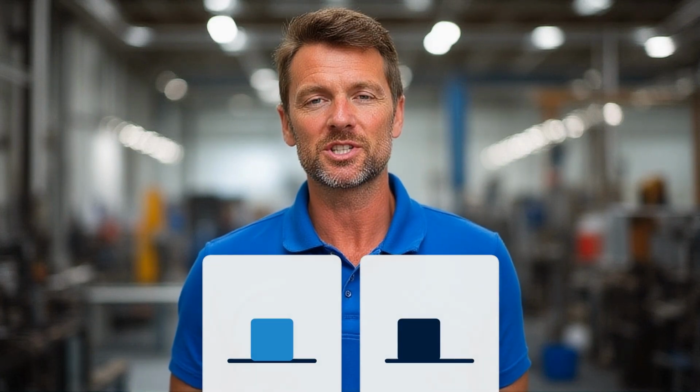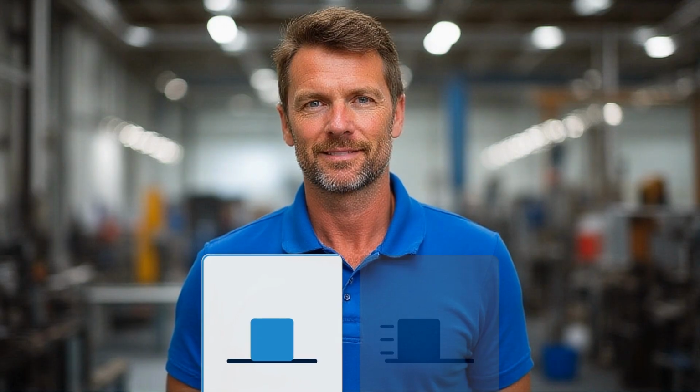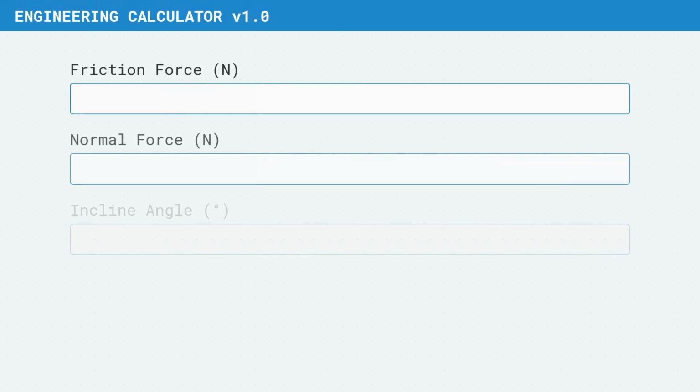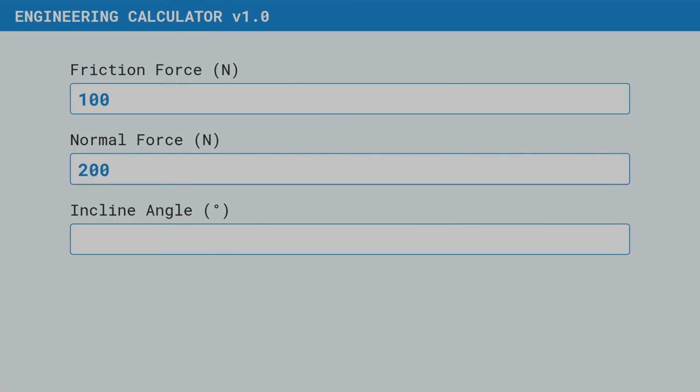Next, we choose the motion state, either static for non-moving objects or kinetic for sliding objects. I'll select static. Now for the numerical inputs. Enter the friction force in newtons, the normal force in newtons, and if needed, the incline angle in degrees.